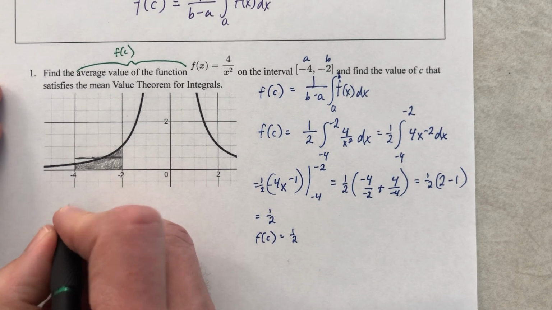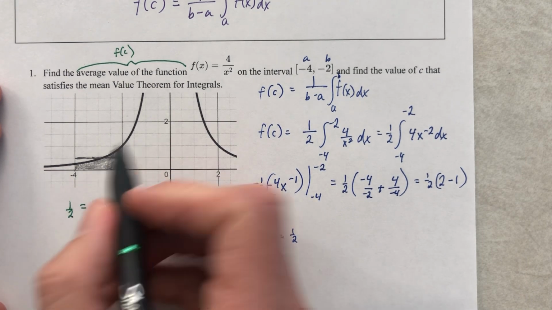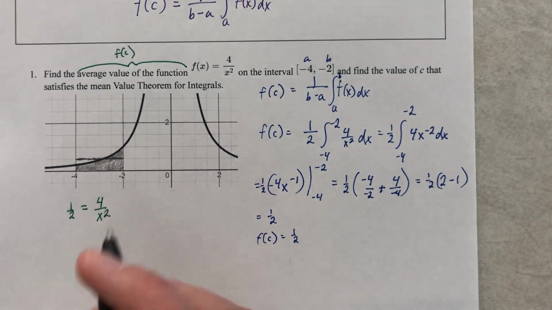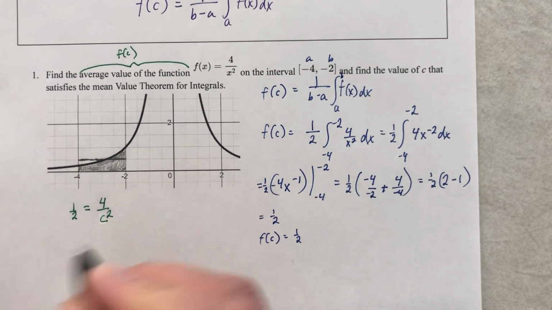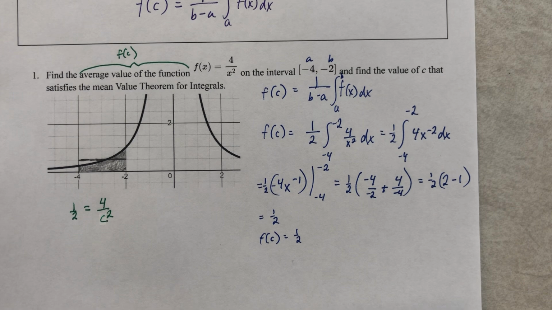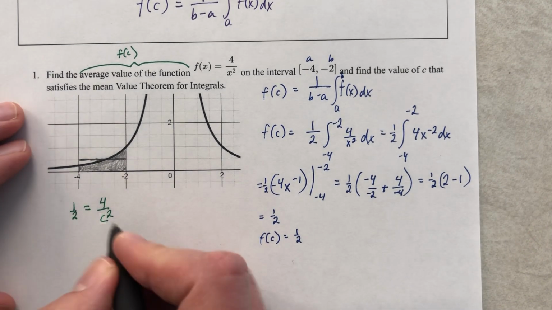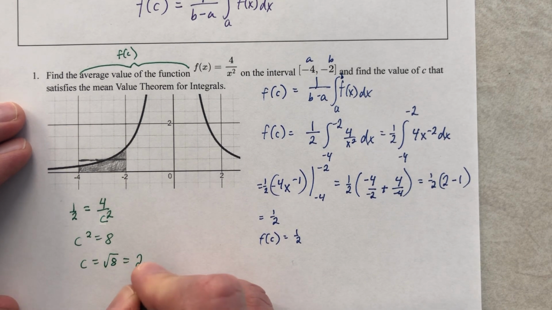It is where 1/2 equals the function itself, so 4 over x squared. This is going to help me find it, and I just accidentally made a slight mistake. Technically, it's c. If you want to get really picky about it, we're looking for the c value, not the x value. Now, c is a specific x value, but we want to call it c. So if you're going to put x squared, then technically you're not finding what you need to find. You are, but you're not. So 1 times c squared, that's 8. So c equals the square root of 8. We're adults here. Let's treat it like that.